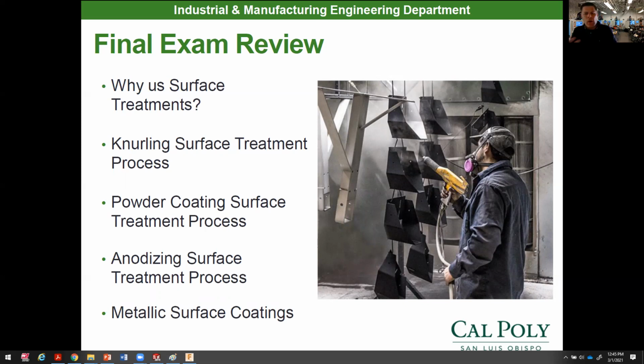We also learned about powder coating surface treatment, right? So I would know about the powder coating surface treatment process and how that's different than knurling and how that's different than anodizing. I would understand the definition of anodizing surface treatment and how that works. And then also we have non-metallic coatings there.